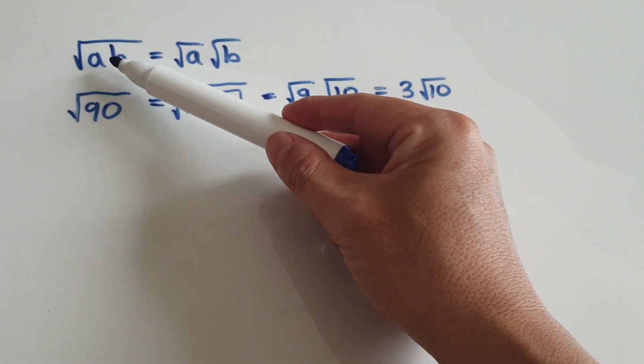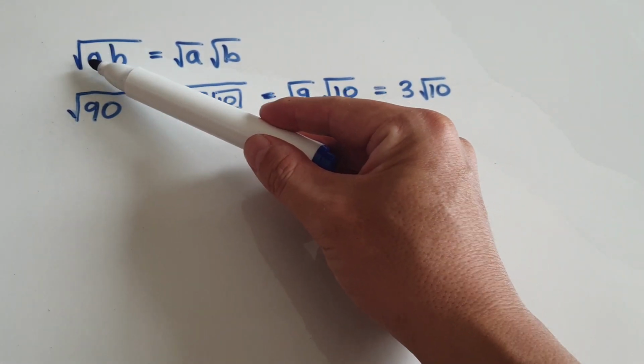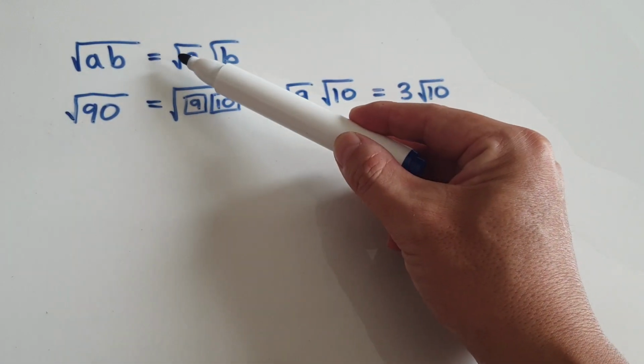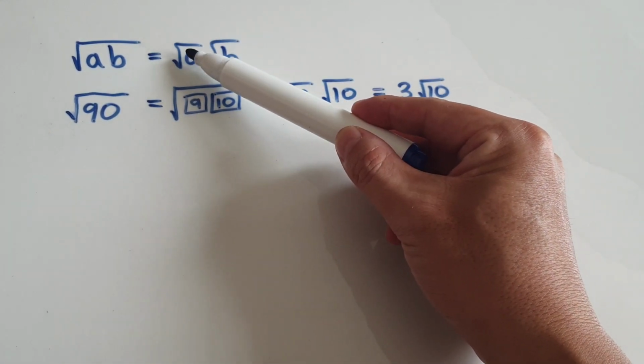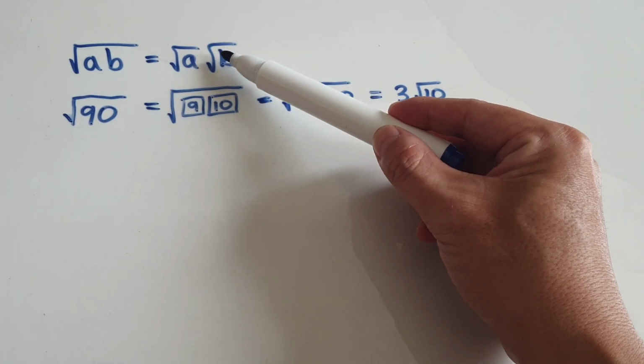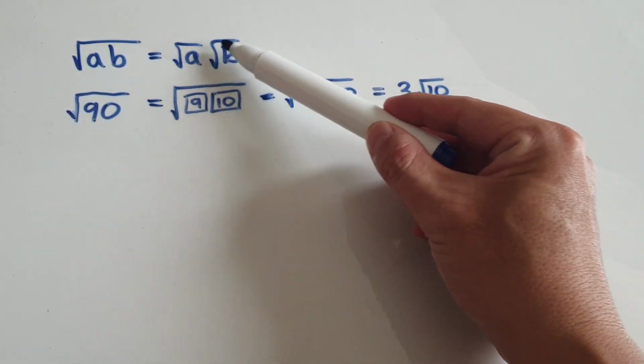Let's try and understand why this formula works. The square root of two things multiplying together is the same as working out the square root of one, working out the square root of the other. Once you've got the two answers, you can just multiply them together.